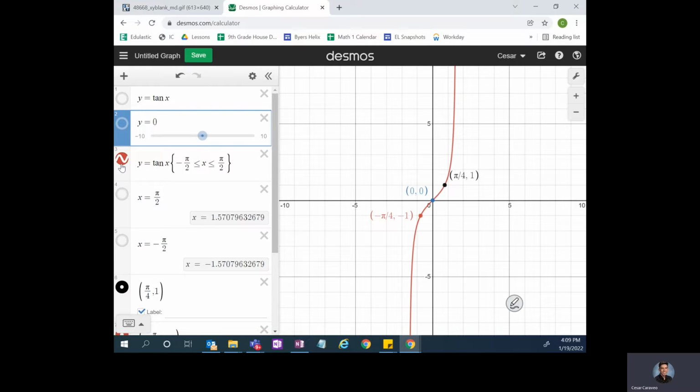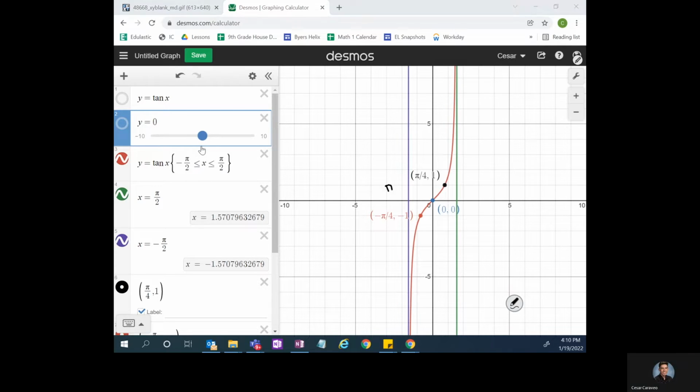To demonstrate this, I will show these asymptotes. So there are asymptotes. So this is negative pi over 2. This is pi over 2. The distance between these two, pi. So it takes pi amounts of time, let's say, to repeat this function, whereas sine and cosine is 2 pi.